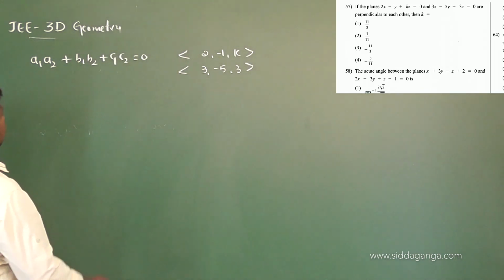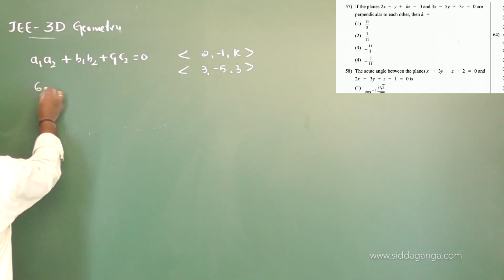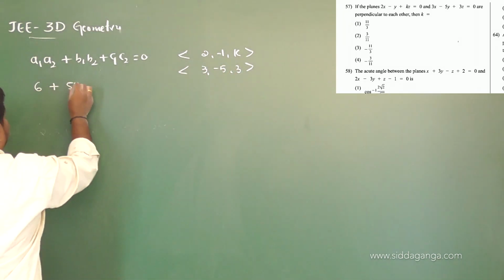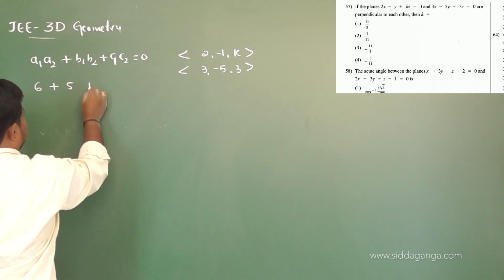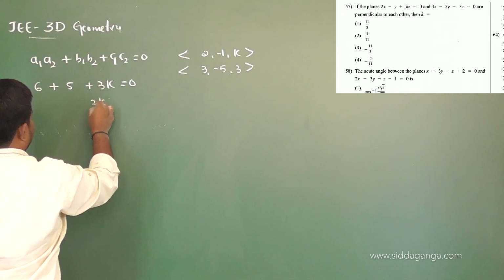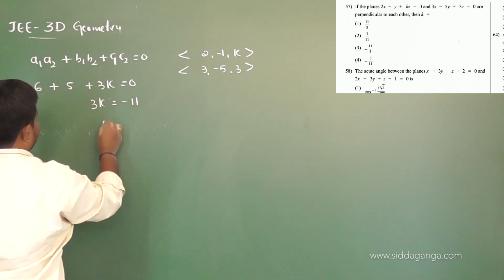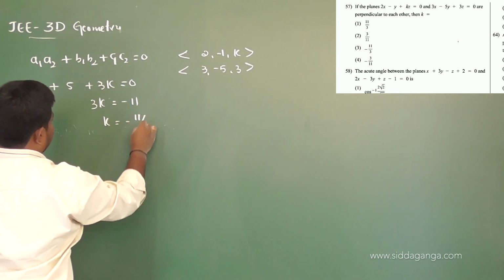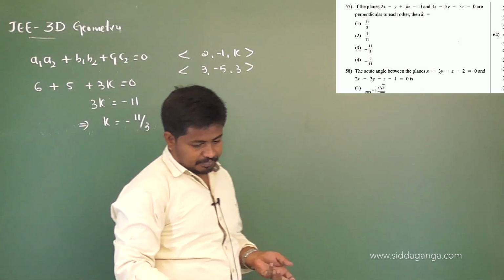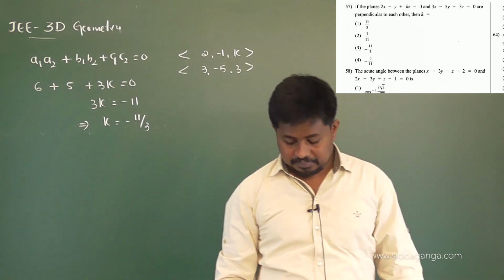So now a1 a2, 2 times 3 is 6, plus b1 b2, minus 1 times minus 5, plus c1 c2, 3k, equal to 0. Then 3k is equal to minus 11, so k is equal to minus 11 by 3. So these two planes are perpendicular only when k is minus 11 by 3. Option 3 is the correct one.